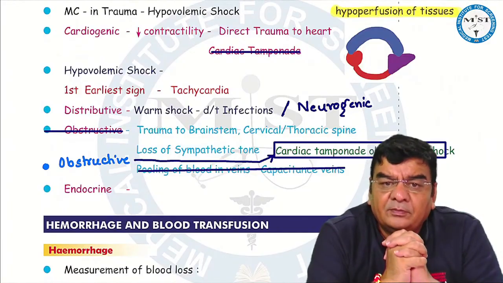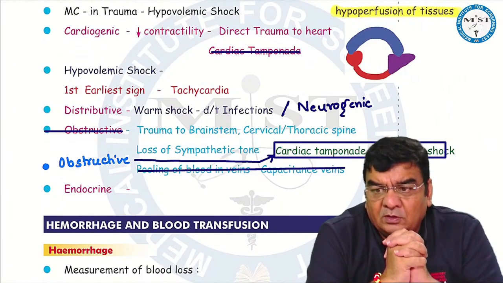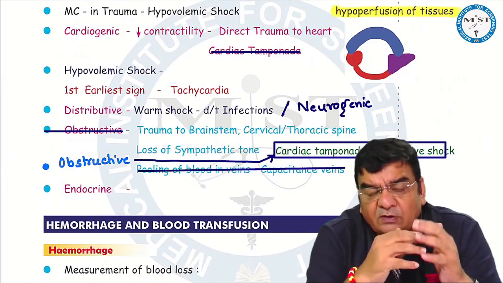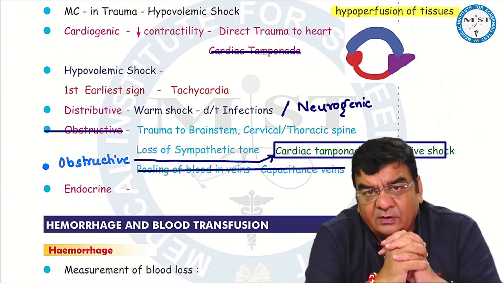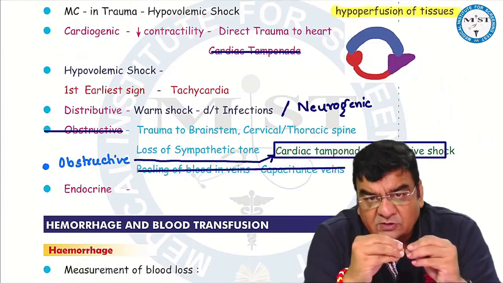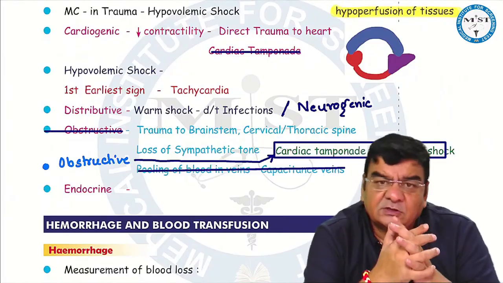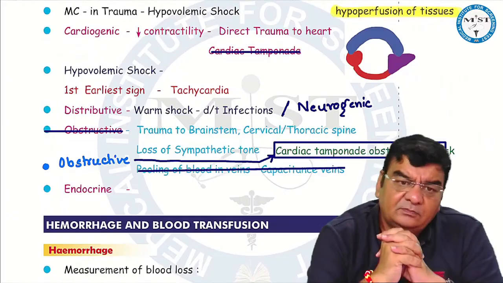In neurogenic shock also, when there is a blockade of the sympathetic flow, sympathetic outflow gets blocked, then also there may be pooling of blood in the capacitance veins. So veins will be having more amount of blood. There is redistribution of the blood. This is a distributive type of shock.